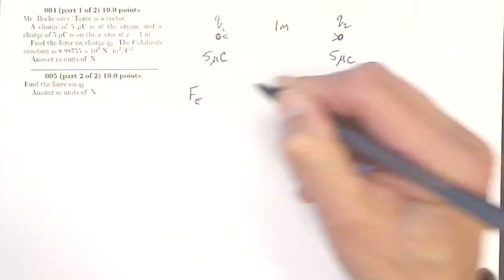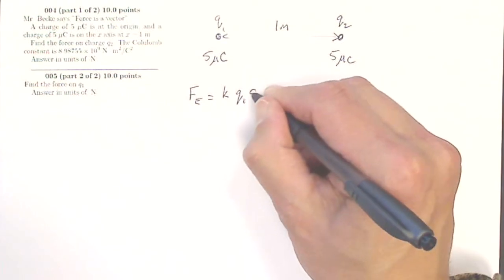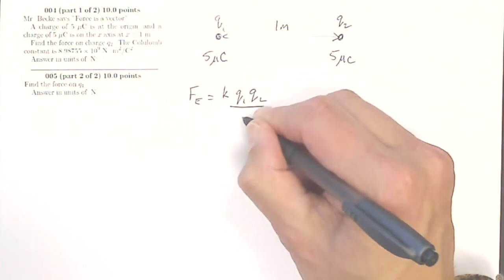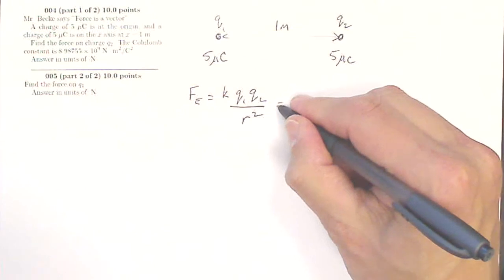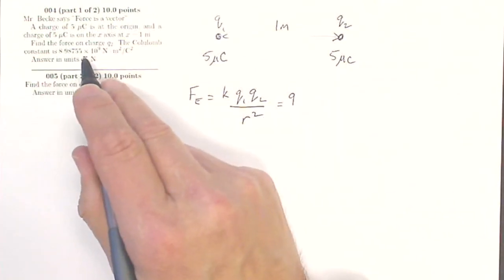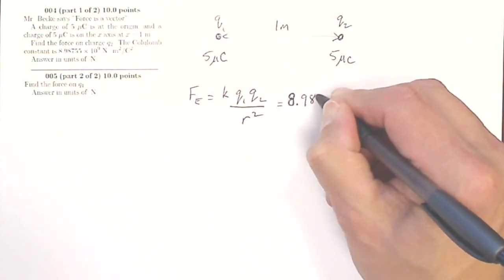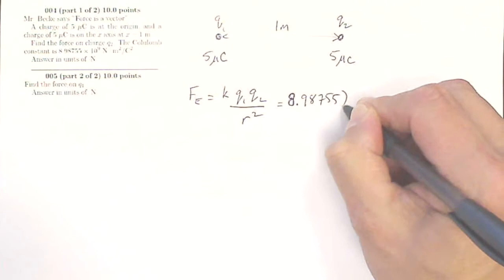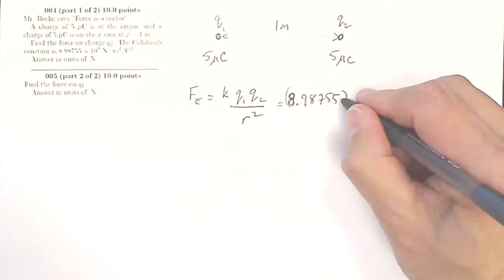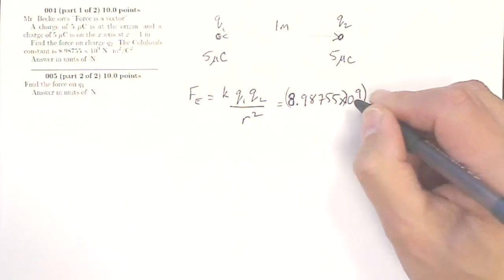So the electric force between those charges is given by K Q1 Q2 over R squared. For me, K is 8.98755, which is what they're giving me, so 8.98755 times 10 to the 9th. Don't forget your times 10 to the 9th.